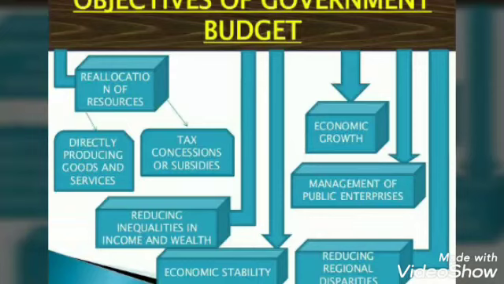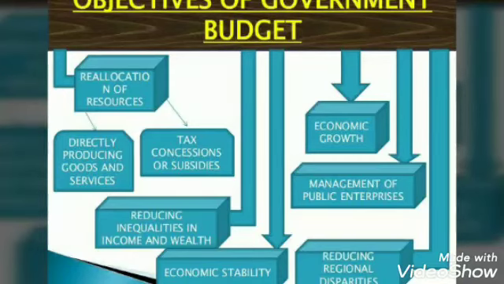Then the last one, that is economic stability. When we talk about economic stability, it means correcting the situation of excess demand or deficient demand, or you can say inflationary and deflationary gaps. Children, economic stability is very, very important, and it is totally focused on in the budgetary policy of the government. The government tackles the situation of inflation by reducing government expenditure and increasing the revenue. So the deflationary gap is corrected by increasing government expenditure and decreasing the revenue.